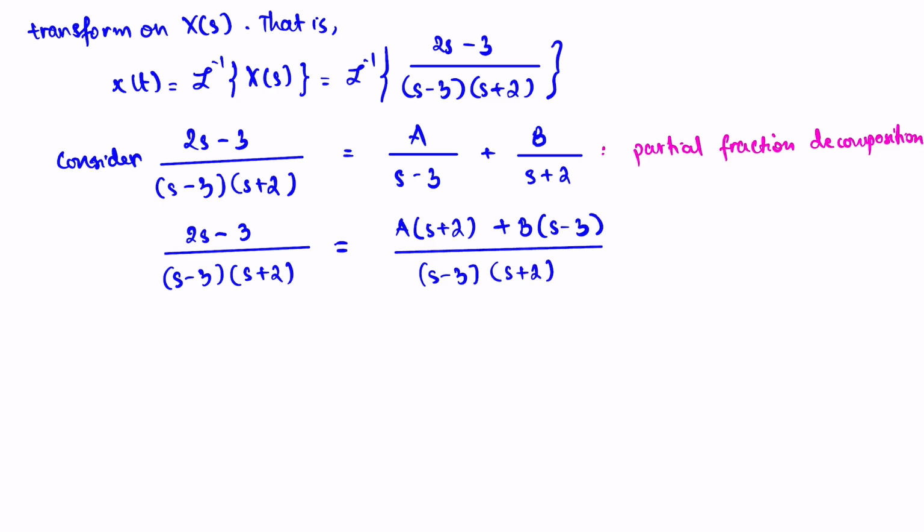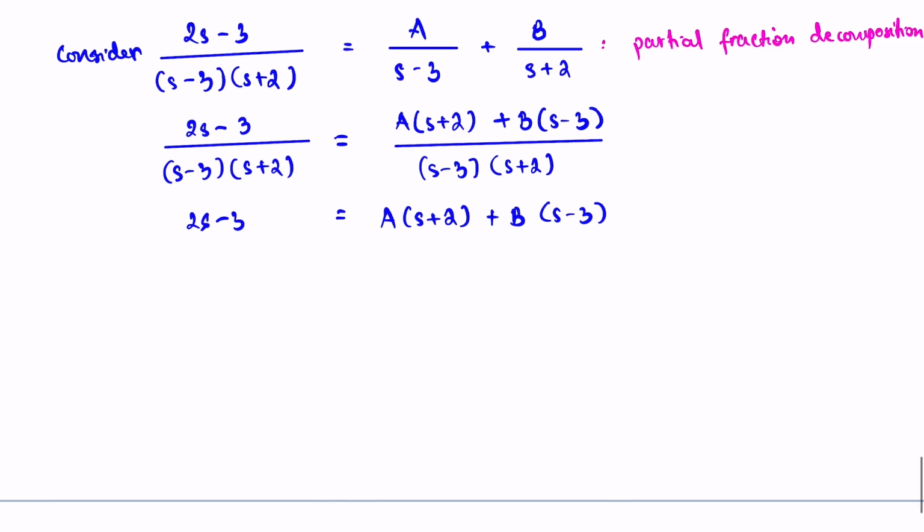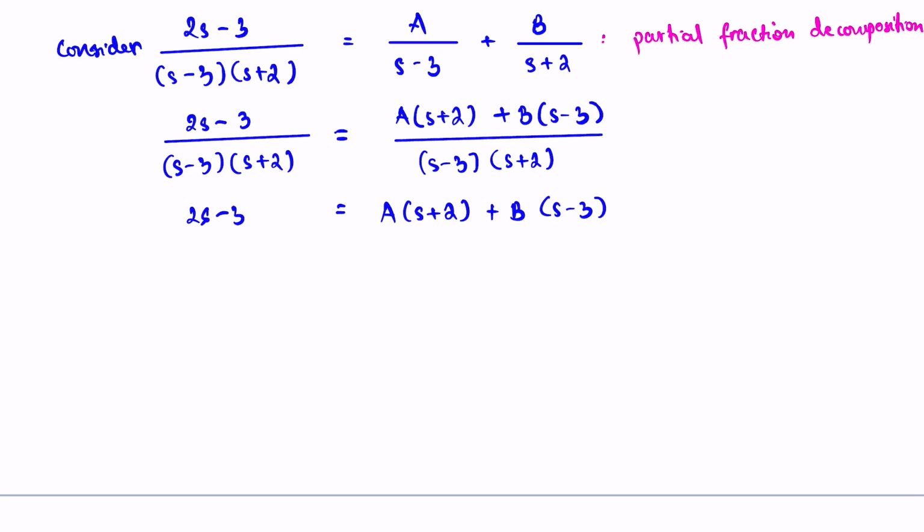Now the denominators are the same, right? So we just match the numerators together. So you got 2s minus 3 equal to a times (s plus 2) plus b times (s minus 3). Then you have to solve for a and b.